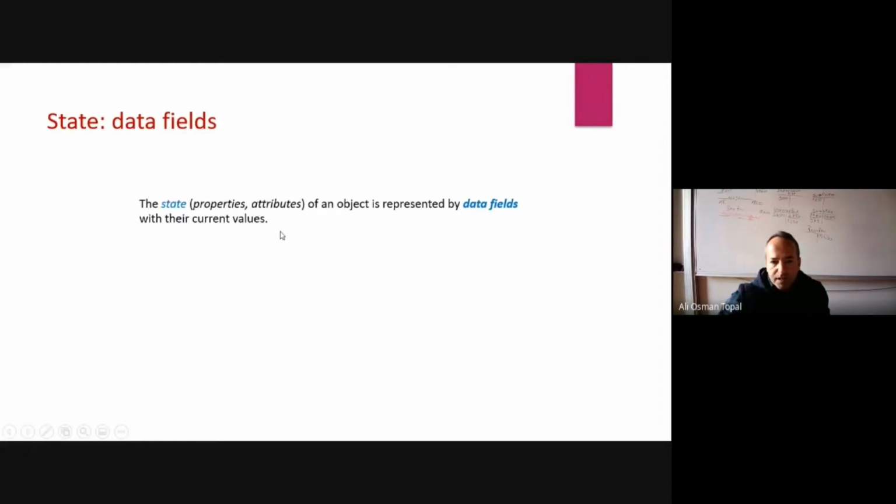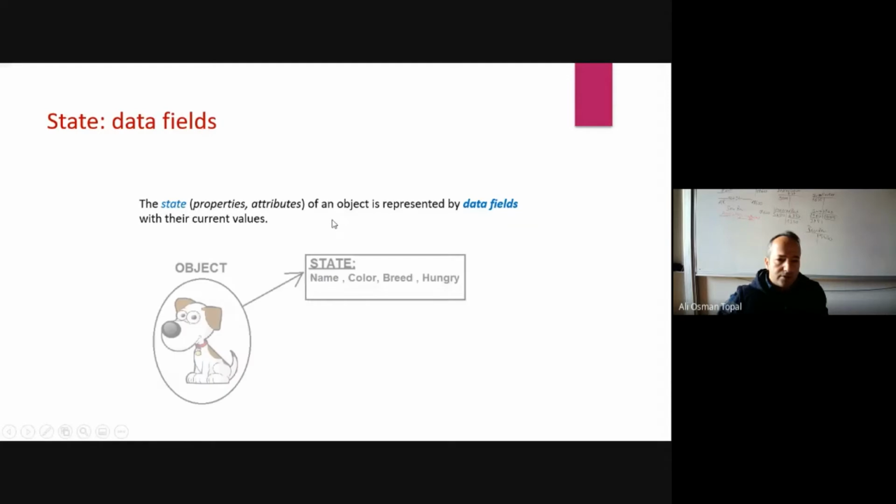The properties, attributes of an object are represented by data fields with their current values. Like dog, dog is an object. It states its name, color, breed, if it is hungry or not. So these are data fields of an object.